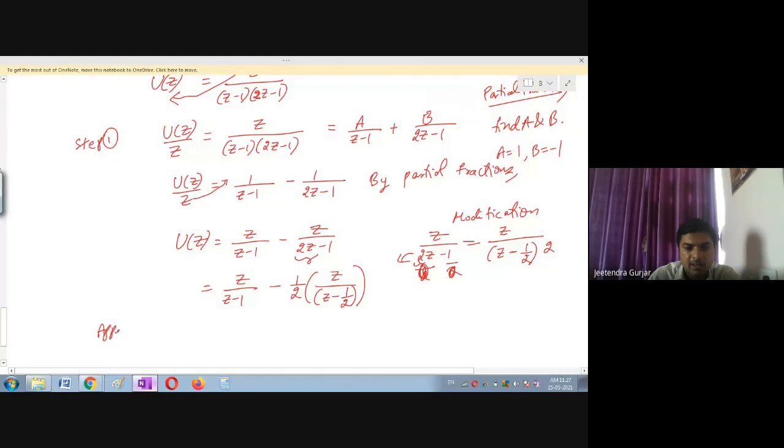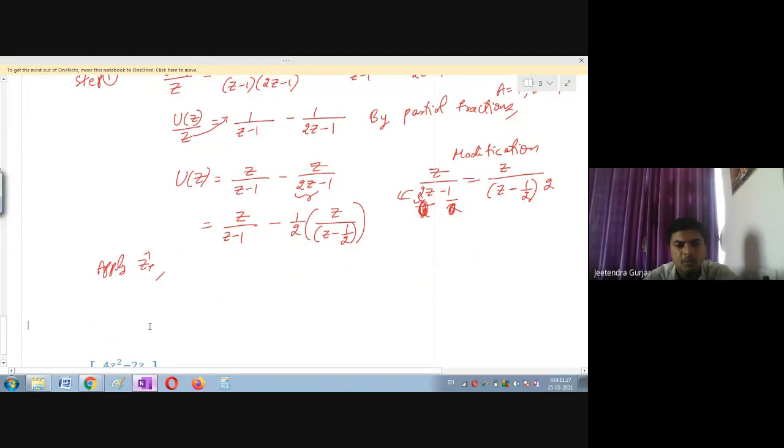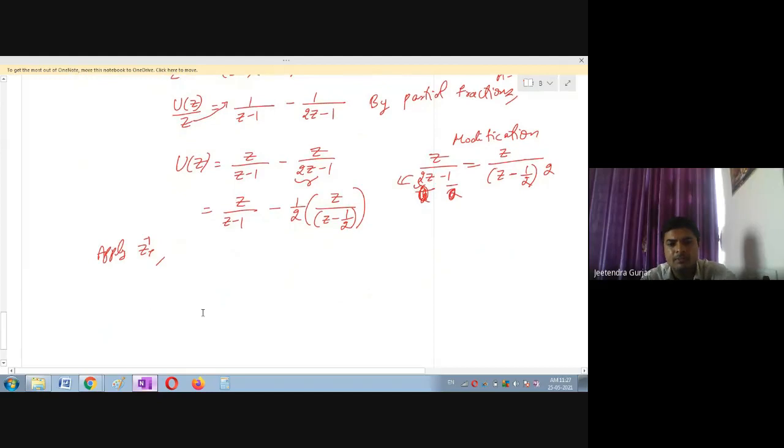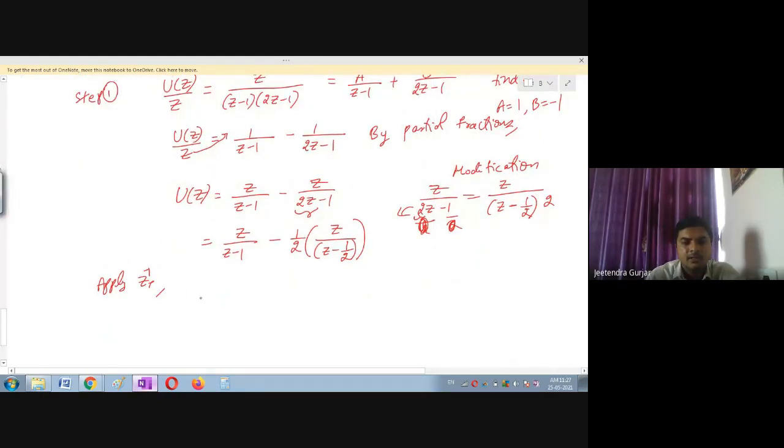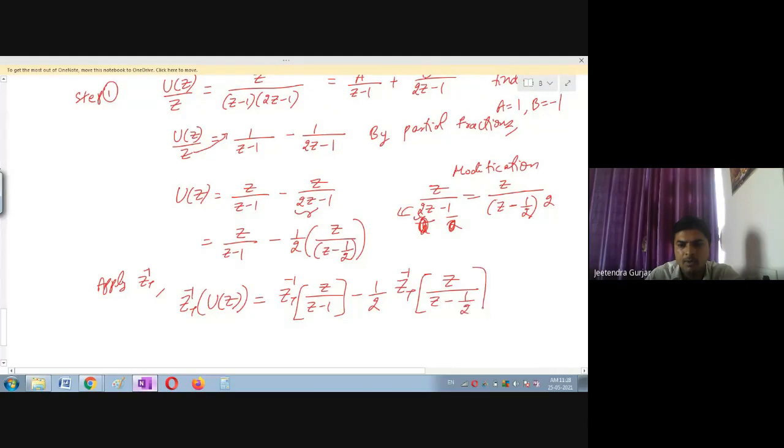Now I am going to apply the inverse z transform, students. So please remember, the last step is the inverse z transform. Don't apply the inverse z transform in the first step itself. Okay, now I will apply the inverse z transform. U of z is equal to the inverse z transform of z divided by z minus 1, and minus 1 upon 2 is a constant, I will take it outside. This is the z transform of z divided by z minus 1 upon 2, students.